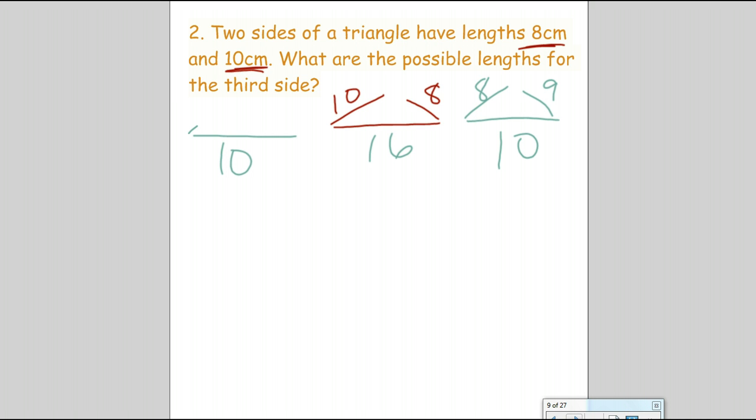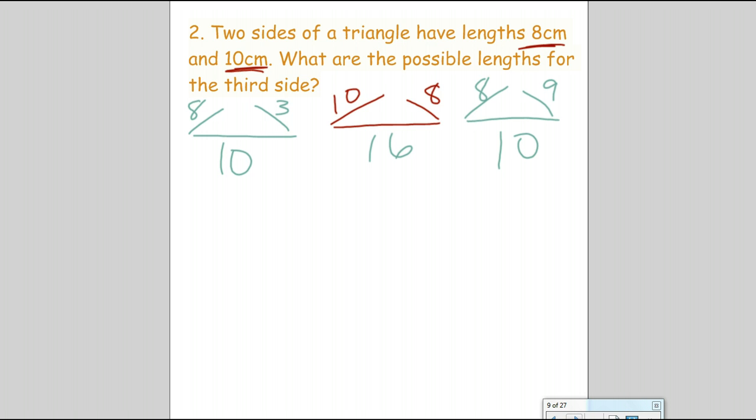So 10 is down here. Here's 8, and here's 3. What's 8 plus 3? 11. Is that bigger than 10? Yeah. Okay. So what is the very smallest we could get? 3 was cutting it pretty close. 11 is just barely bigger than 10. What's the smallest number it could be?